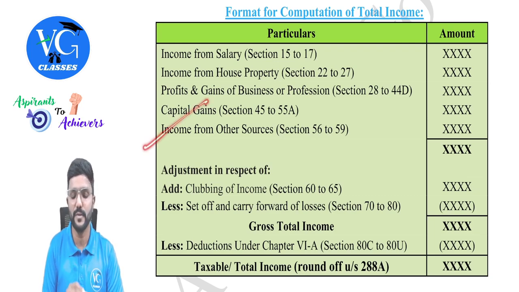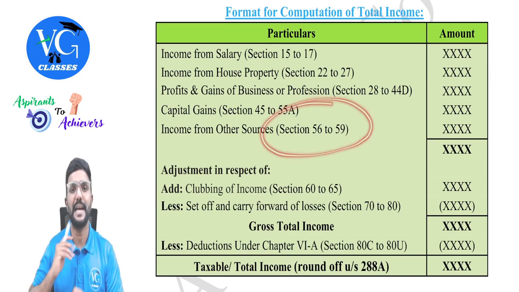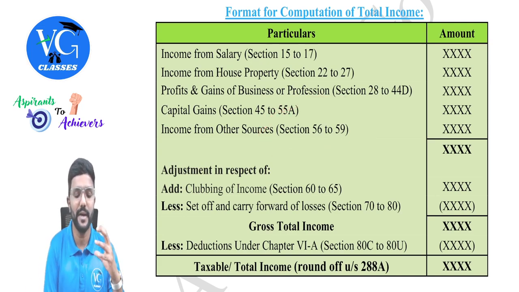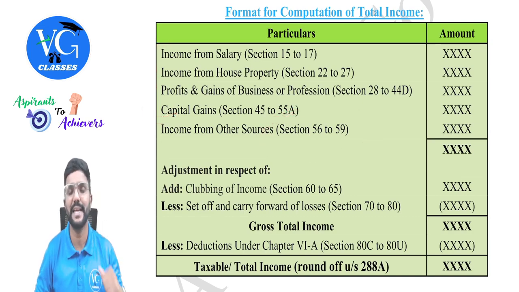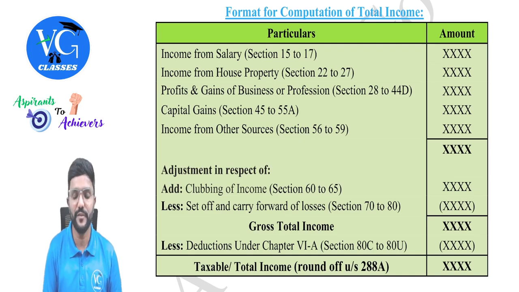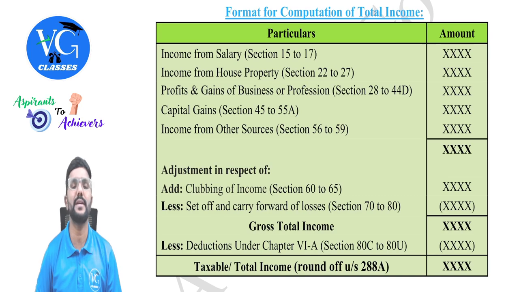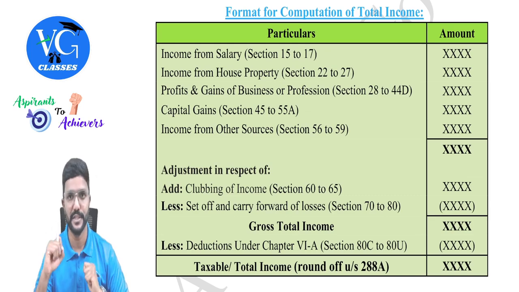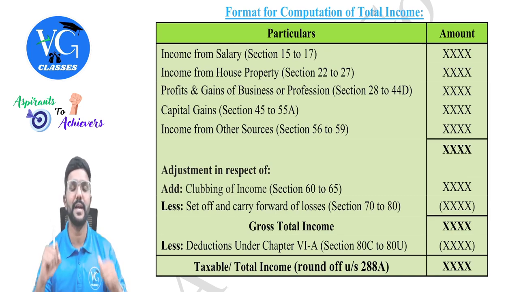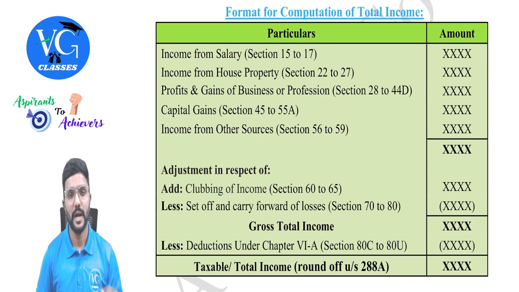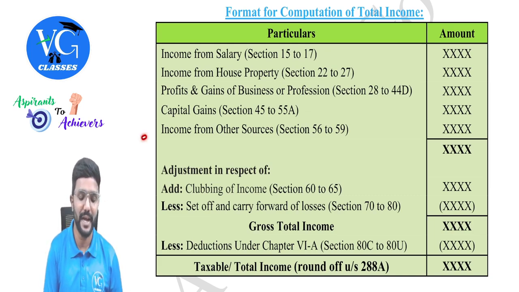Then income from other sources is covered in sections 56 to 59. Any income which is not covered under the first four heads will be taxable under the head other sources. It is like a residuary head. But section 56 subsection 2 lists a few incomes which are specifically taxable under the head other sources. But please be careful, it is not an exhaustive list. Anything else also can be covered under the head other sources. And especially the gift taxation provision covered in section 56(2)(x) is very important under the head other sources, guys.